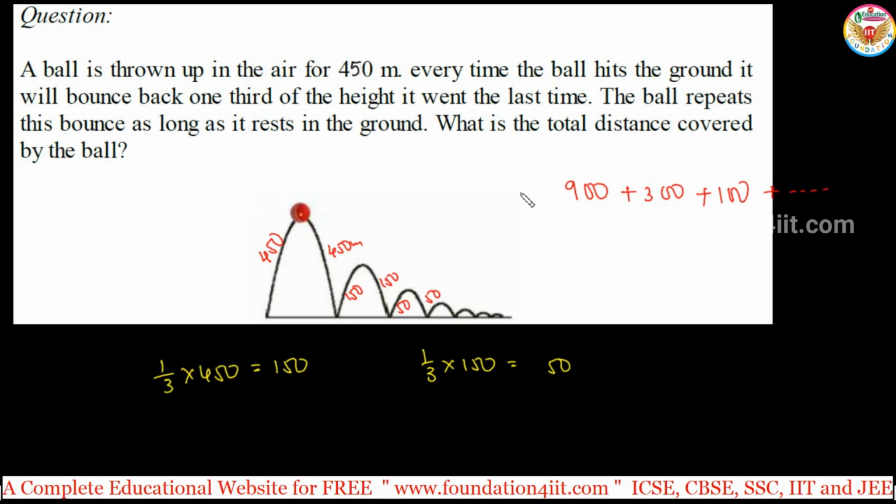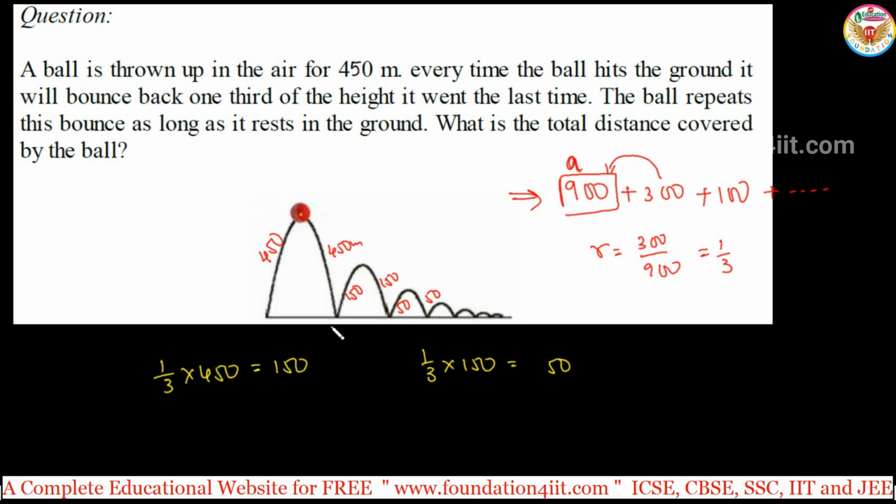Now this is the series. There is no need to calculate till how much distance you covered. As per the problem, we need to find the value of a, that is the first term. 900 is a. The common ratio is any term divided by the previous term: 300 divided by 900, that is 1/3. So a is 900 and r is 1 by 3.